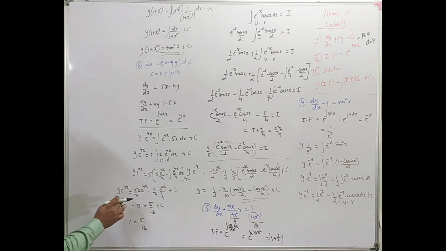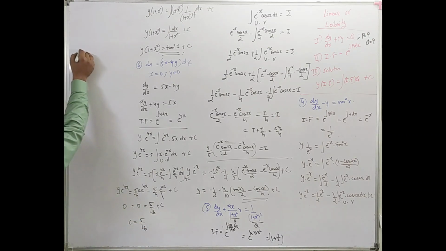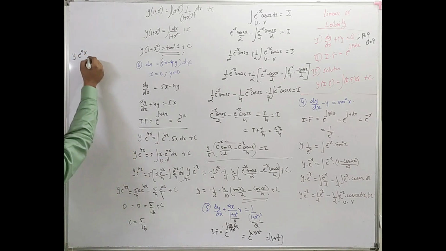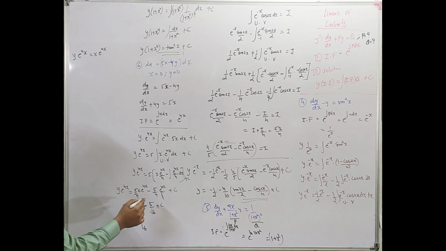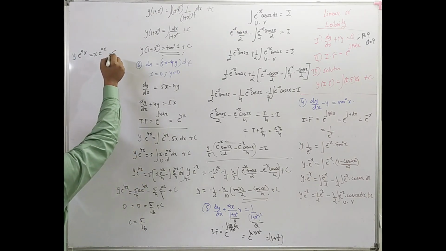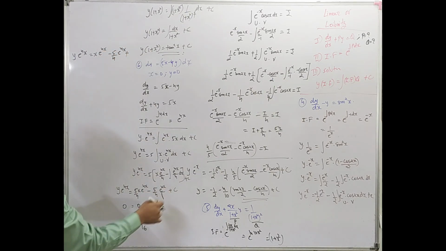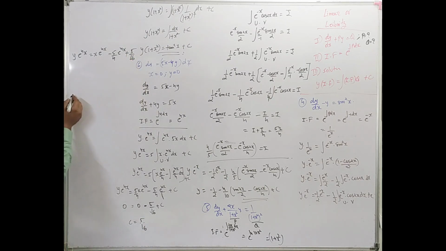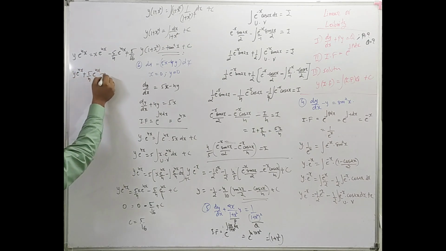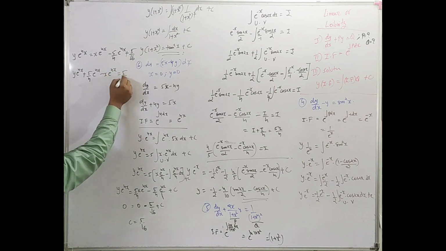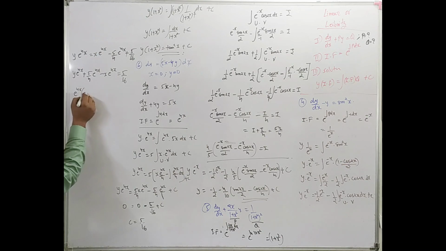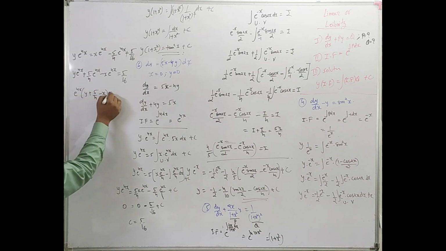So the equation can be rewritten as: y e to the power 4x is equals to x e to the power 4x minus 5 by 4 e to the power 4x plus c, which is 5 by 16. We can rearrange it. So it will be y e to the power 4x plus 5 by 4 e to the power 4x minus x e to the power 4x equal to 5 by 16. Further, if you want, you can take out e to the power 4x common, and finally you have the solution of this given differential equation.